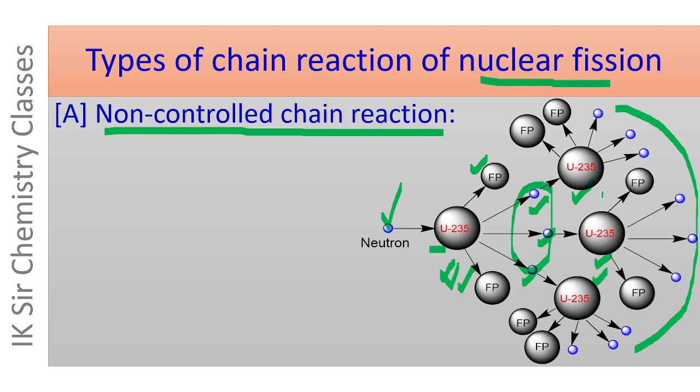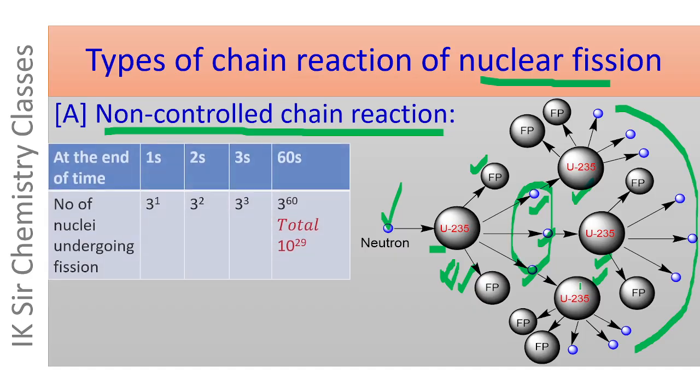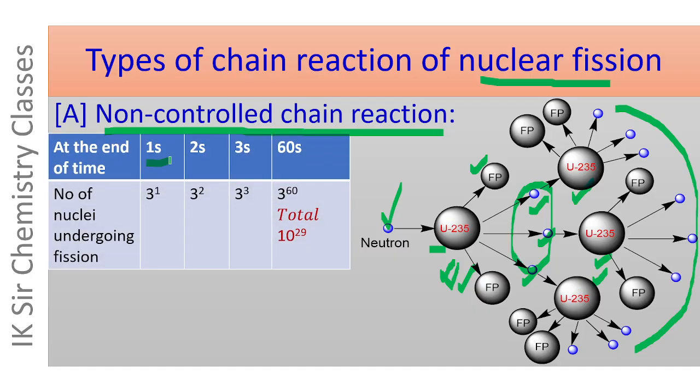After 1 second, 3 nuclei of U-235 undergo nuclear fission, and after fission of 3 nuclei, overall 9 neutrons will be ejected. At the end of 2 seconds, 9 nuclei of U-235 will undergo nuclear fission, and at time 3 seconds, 27 nuclei of uranium-235 will undergo nuclear fission.